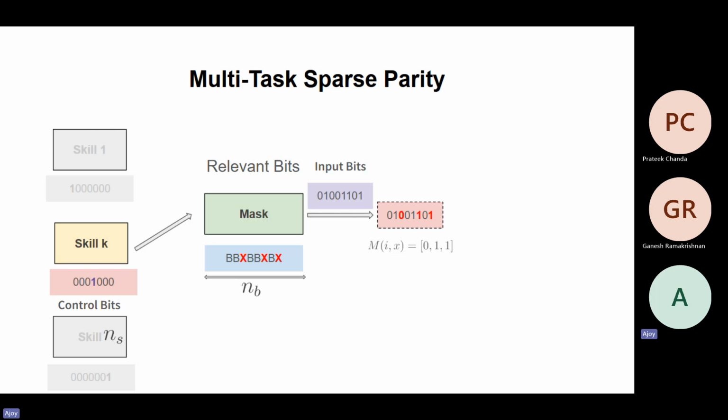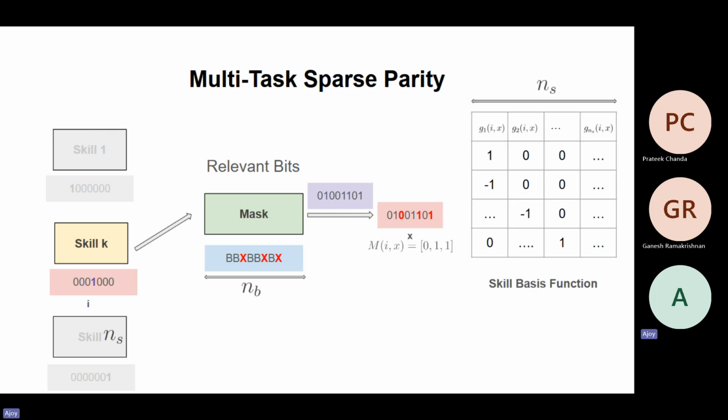Yes, it is fixed for each skill. It's just applied for every input given the skill. So given an input and a skill, there'll be a fixed mask, which is then applied on the input, and then this is the modified input. The highlighted bits that came from the mask are the input bits. Then we learn.